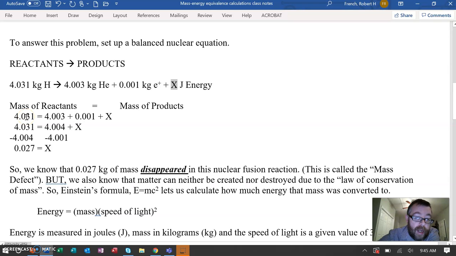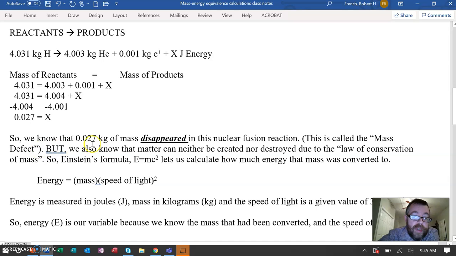We've got our mass of the reactants, our mass of the products. These things have to be equal. So we're starting with 4.031 on this side, 4.003 plus 0.001 plus x. You add these two up, they don't have a variable. As we move down, 4.031 has got to be equal to 4.004 plus x. Let's then subtract 4.004 from both sides, and we get that x is equal to 0.027. That's actually kilograms.